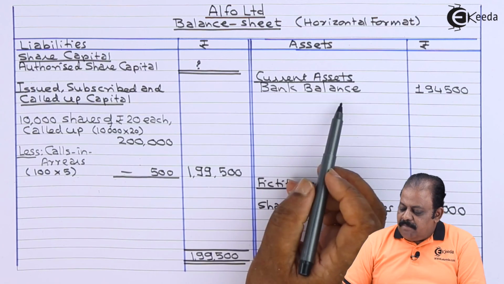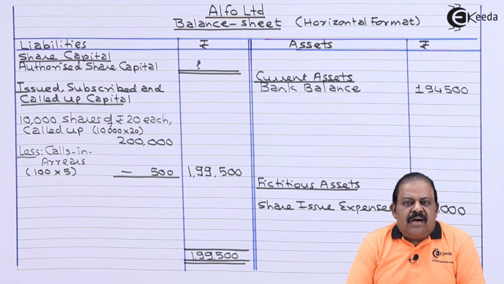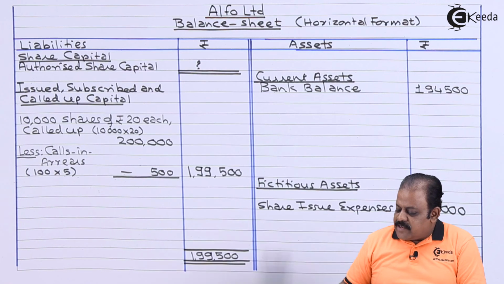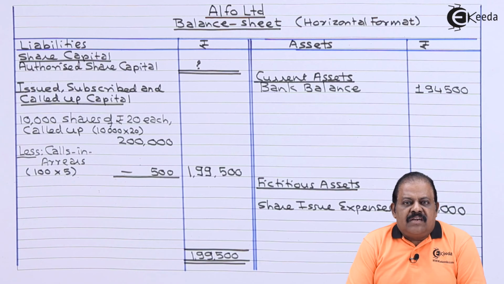The amount of bank balance will appear under the heading current assets. Fictitious assets, share issue expenses, will be other non-current asset or other current asset depending upon the decision of the company to write off this item over a period of time. In this question, we have also prepared a small balance sheet to understand the various positions of the items relating to share capital.